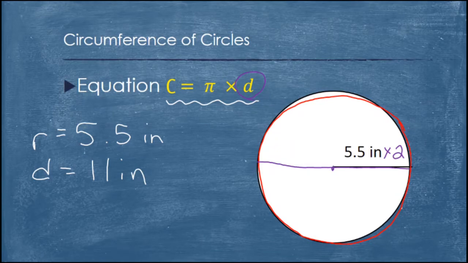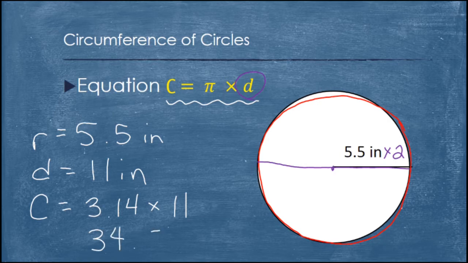And all we do now is put the numbers in our equation. So our circumference equals pi, which is 3.14, times our diameter, which is 11. And when we enter that in the calculator, it equals 34.54 inches. And so our circumference, the distance all the way around the circle, after we found the diameter and we put in 3.14 for pi, comes out to 34.54 inches.